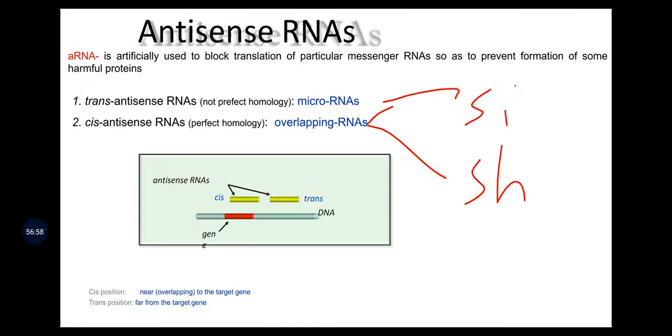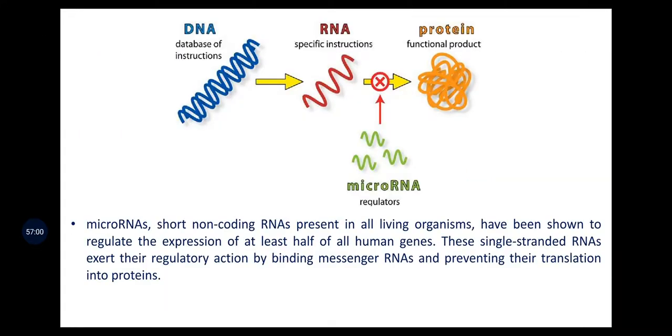Okay, this is how we can classify it. We were talking about the antisense RNA, and in that, cis and trans type. The first one is cis type. In cis type, we shall talk about the miRNA.